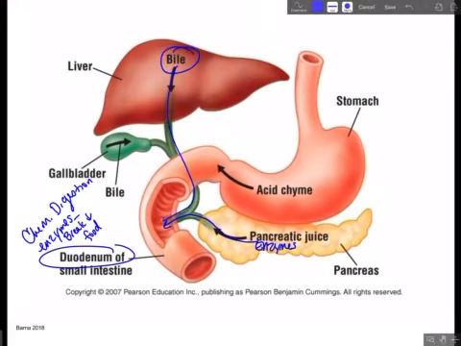Bile is needed for the breakup of fats. It's called emulsification of fats. So your duodenum is really where all the action is happening, that chemical digestion. And then the jejunum, which is the next part, is really where we do most of the absorption.